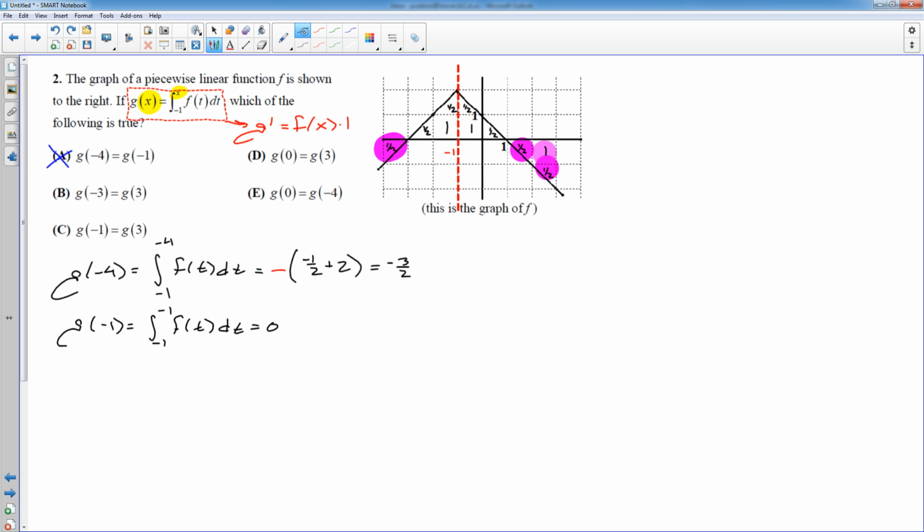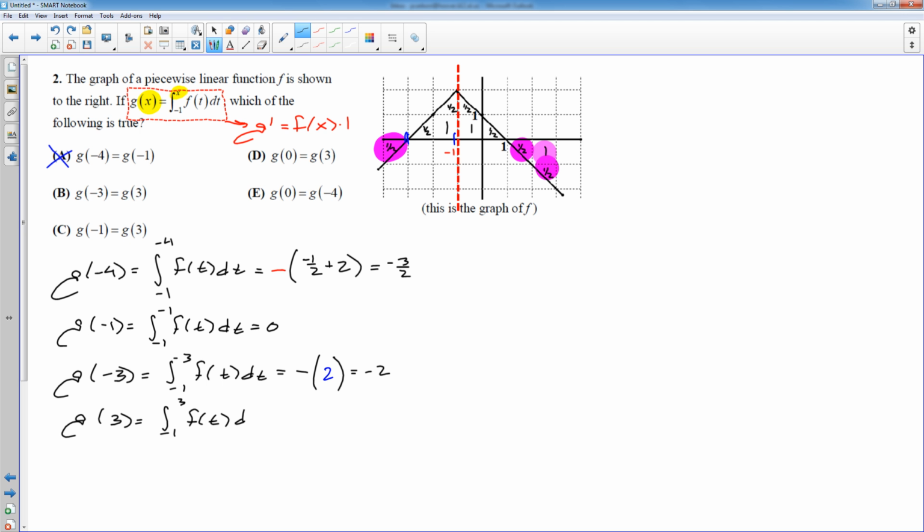Okay, so let's go to B. G of negative 3 is going to be the area from negative 1 to negative 3 under f of t, which again is a negative area. I'm going from right to left, so it's negative. And then negative 3 to negative 1, if I look at that area, it's going from here to here. That's an area of 2, so that would be negative 2. And then let's see, g of positive 3 is going to be the area from negative 1 to positive 3.